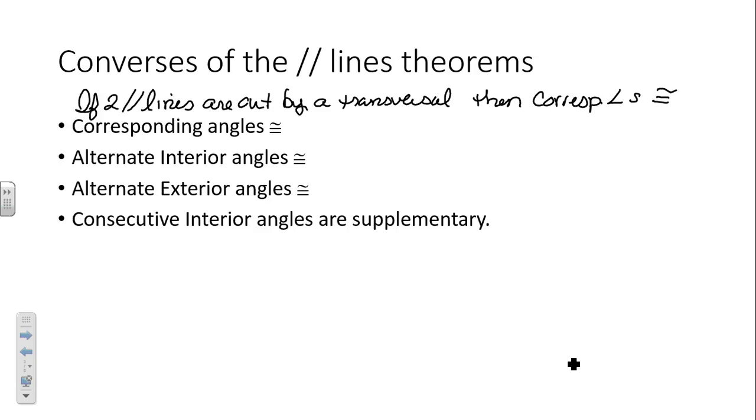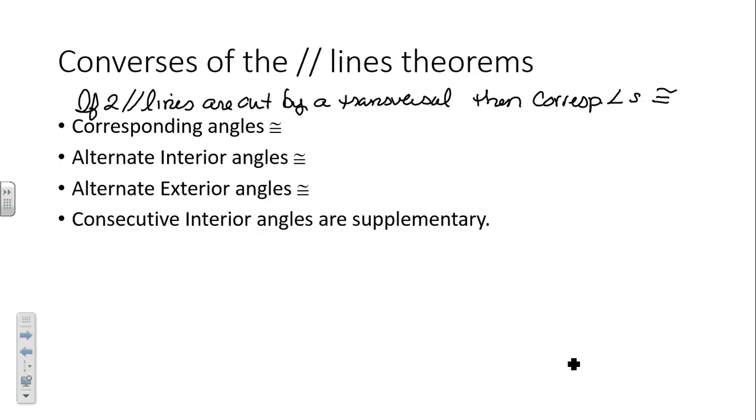We also had one that said if two parallel lines are cut by a transversal, then alternate interior angles are congruent. And if two parallel lines are cut by a transversal, alternate exterior angles are congruent. And if two parallel lines are cut by a transversal, consecutive interior angles are supplementary. And you guys know those. You've shown me that you know those. Now what this section is about is called the converses of these parallel line theorems.